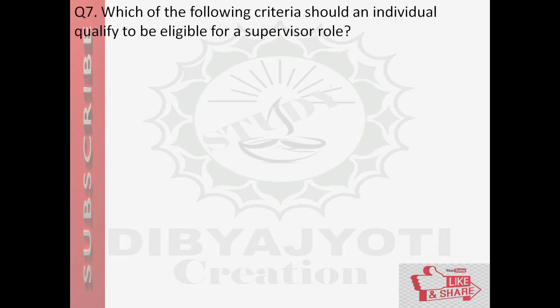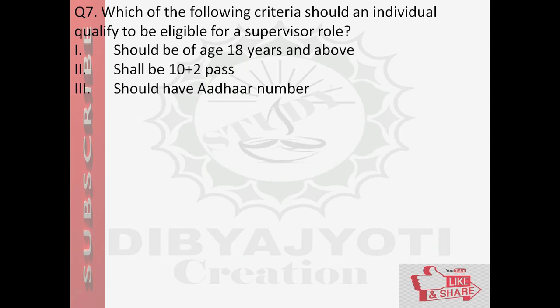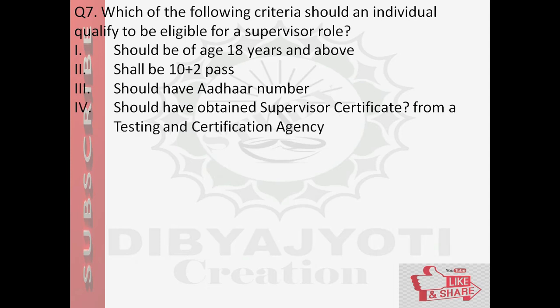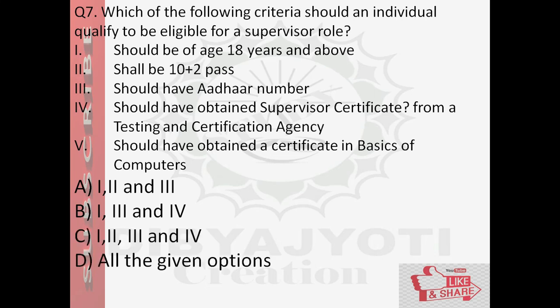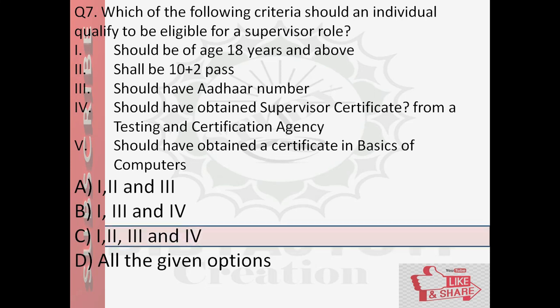Then next, which of the following criteria should an individual qualify to be eligible for a supervisor role? One, should be age 18 years and above. Two, shall be 10th plus 2 pass. Three, should have Aadhaar number. Four, should have obtained supervisor certificate from a testing and certification agency. Five, should have obtained a certificate in basics of computer. Options are: option A, 1, 2 and 3. Option B, 1, 3 and 4. Option C, 1, 2, 3, 4. Option D, all the given options. And the answer is option C, 1, 2, 3 and 4. Should be age above 18, shall be 10th plus 2 pass, should have Aadhaar number, should have obtained supervisor certificate from a testing and certification agency.